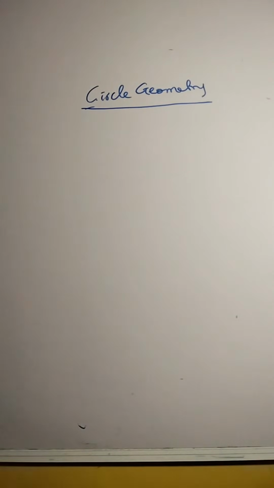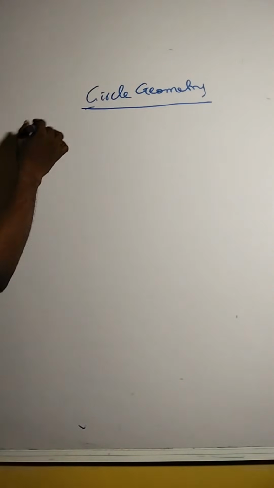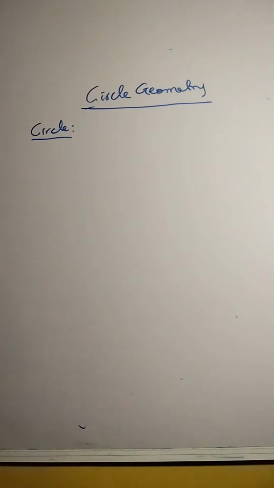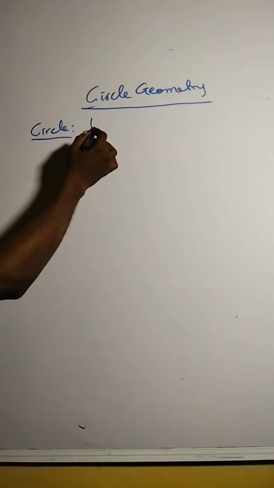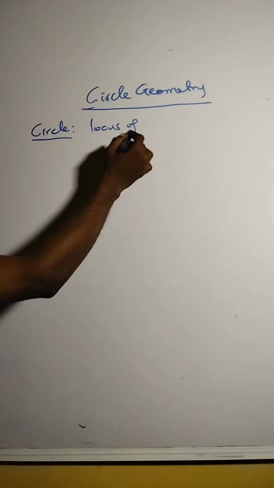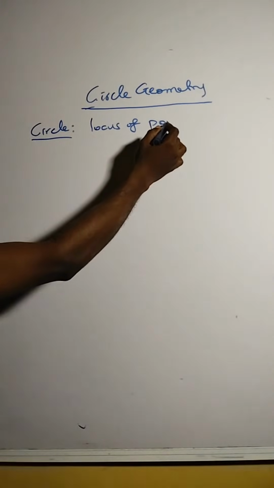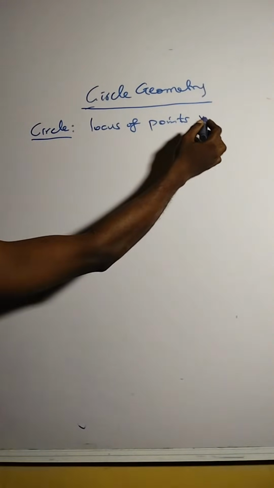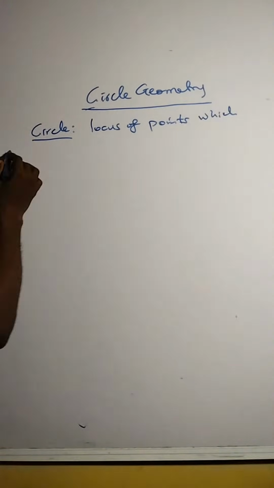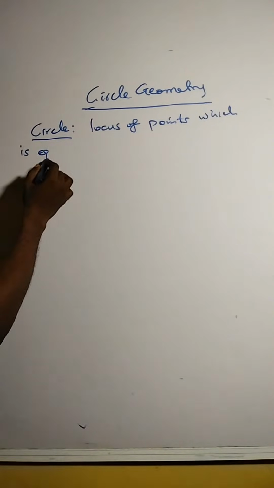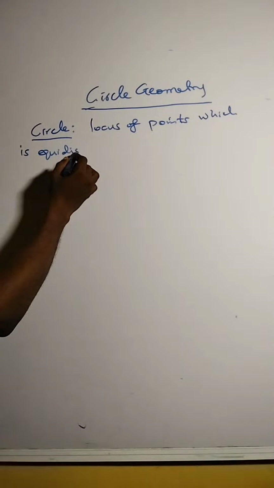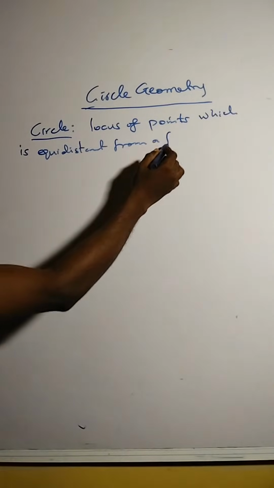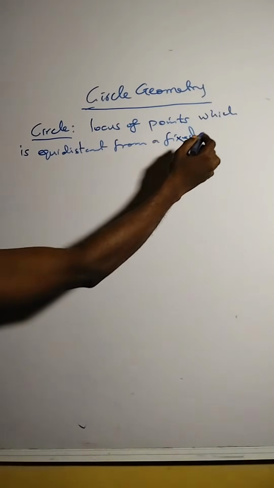Okay, so let's consider the definition of a circle. A circle can be defined as a locus of points which is equidistant from a fixed point.